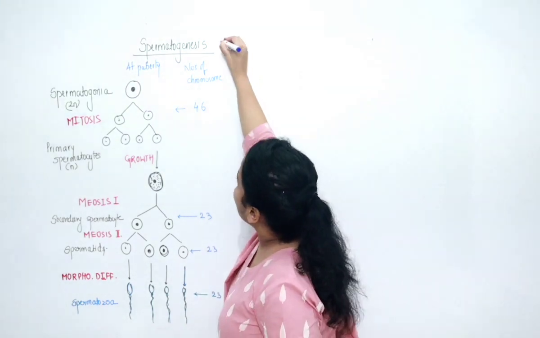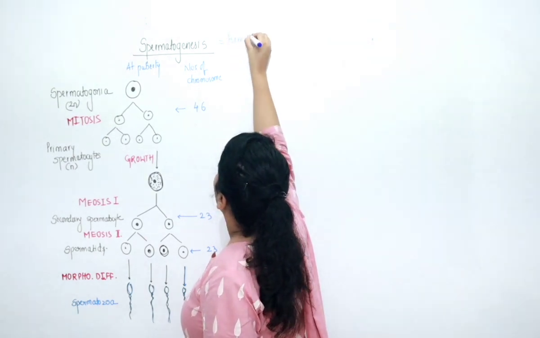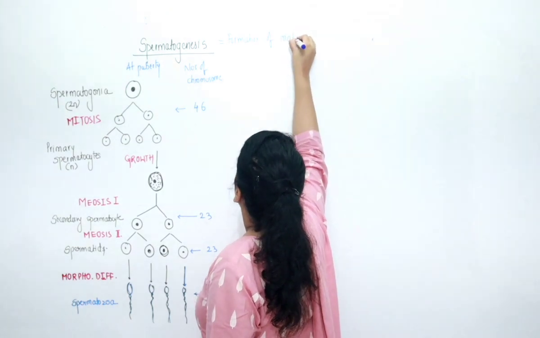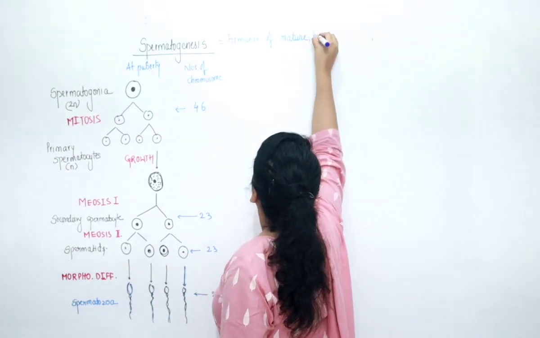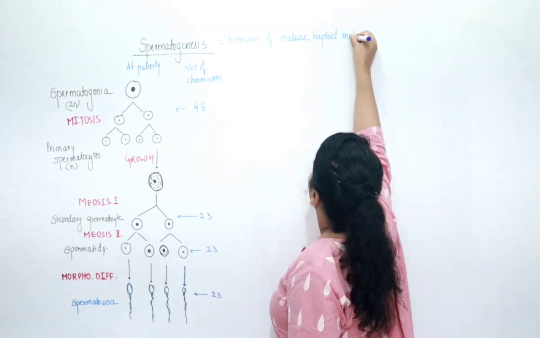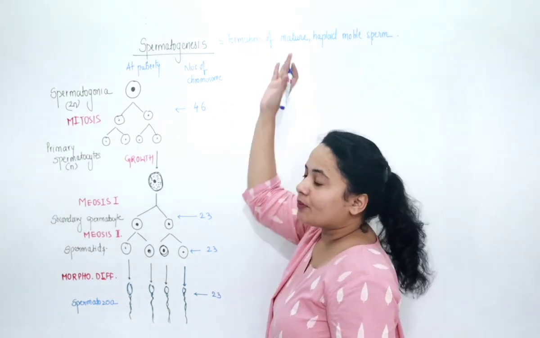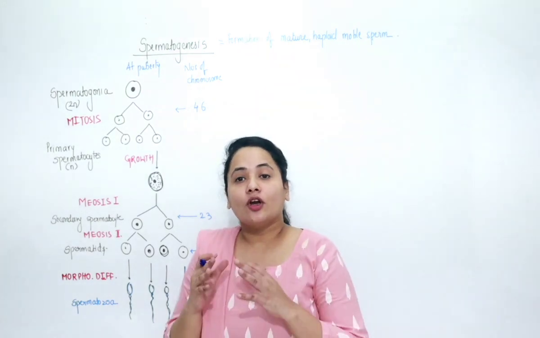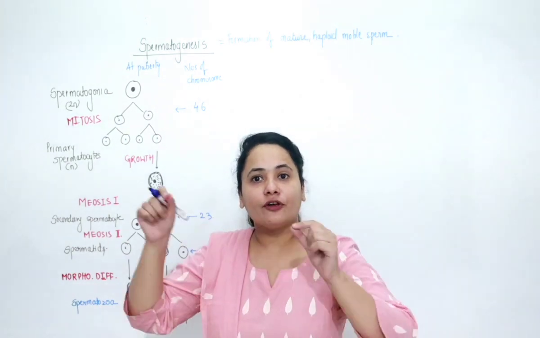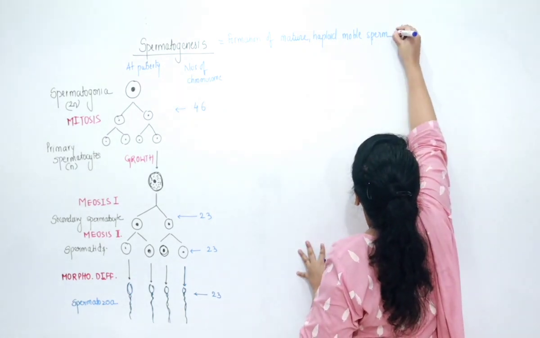Now we know what spermatogenesis is. We know that the formation of mature haploid motile sperm, that is the male gamete, is known as spermatogenesis. We also know that spermatogenesis, as I told you previously, is differentiated into two phases, right? So it is differentiated into two phases.